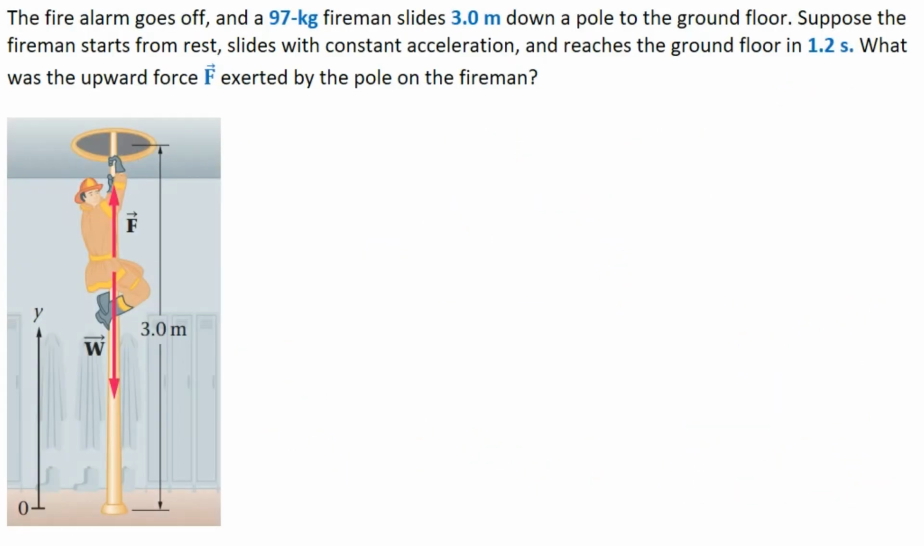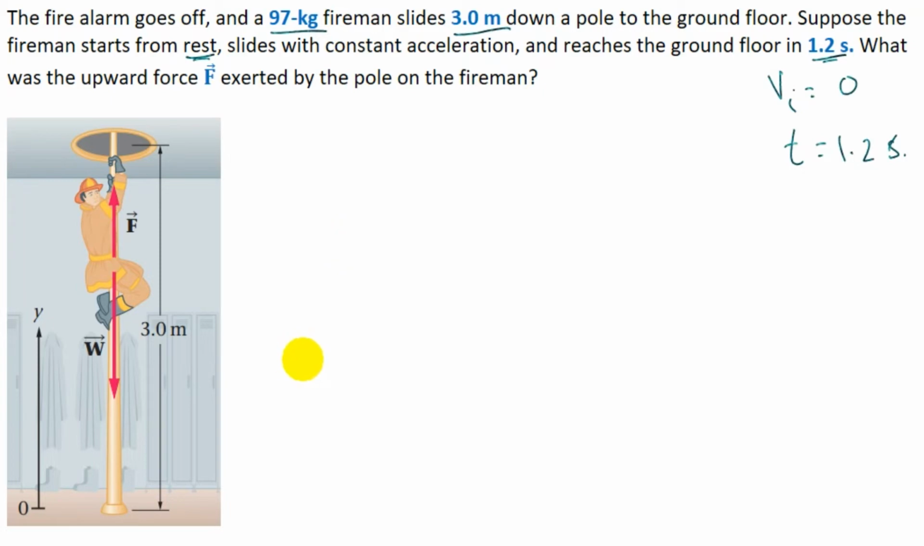Now let's discuss an example. We have a person whose mass is 97 kgs who slides down 3 meters to the ground. Suppose the fireman starts from rest, so its initial speed we can take to be 0, and it moves with constant acceleration, then reaches the ground in 1.2 seconds. So time is 1.2 seconds. We need to find the upward force F exerted by the pole on the fireman.